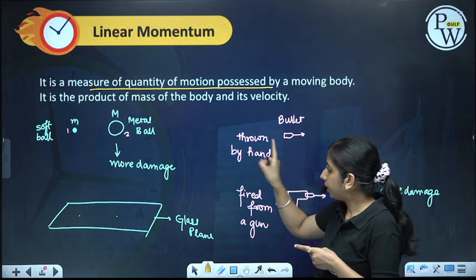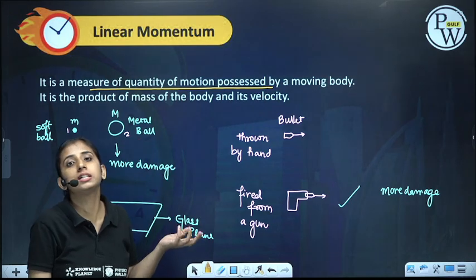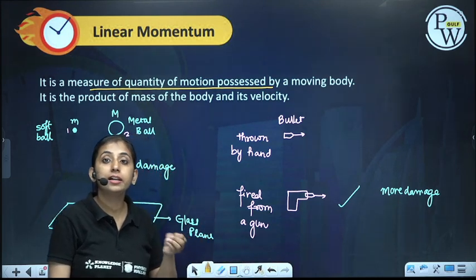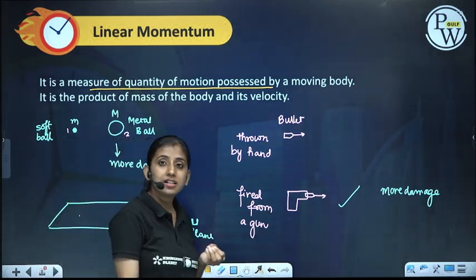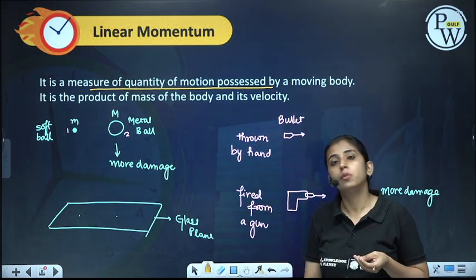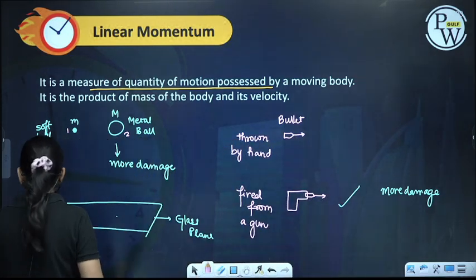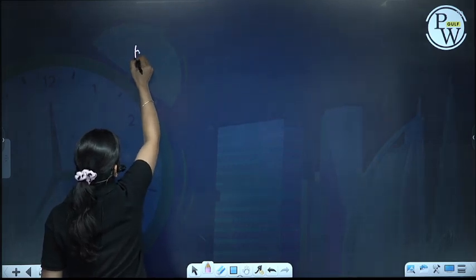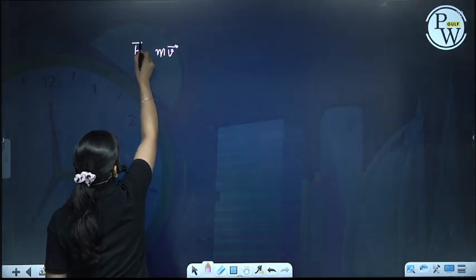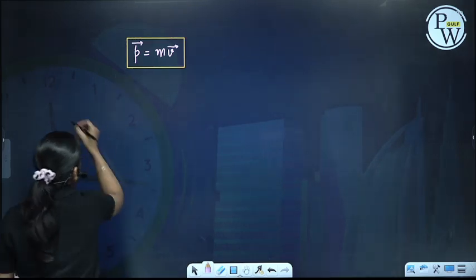Now see, if mass is more, we have more effects of the motion, or we can say the motion contained is more. And if we have more velocity, then also the motion contained is more. So it depends on mass and velocity. Linear momentum is the product of mass and velocity. So we will write linear momentum as mass into velocity. Now velocity is a vector, so linear momentum will be a vector.